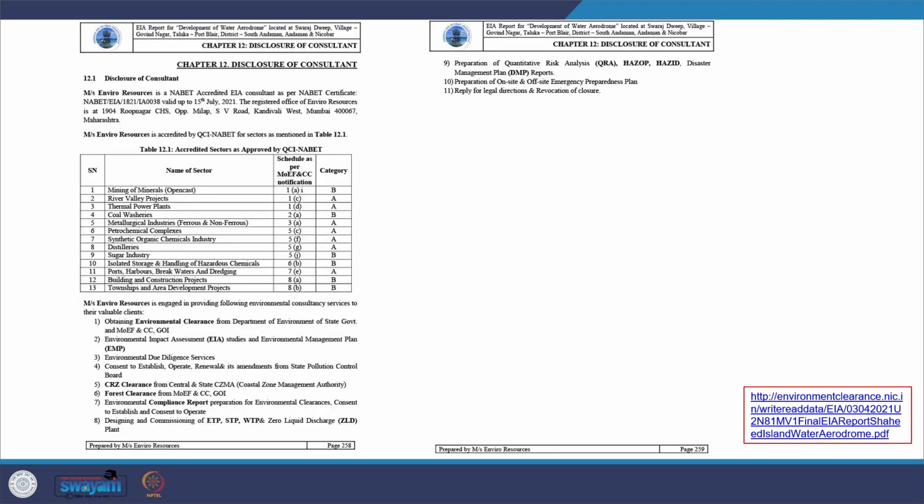So now we see the last part of the report, which deals with the disclosure of the consultant. So you see what all things are disclosed by the consultant. So you see that Enviro Resources is the NABET accredited EIA consultant, and what are the areas in which they are accredited sector-wise for this. So you can see all the domains which they have worked on, from 1 to 13 areas, and what kind of things they are engaged in providing environmental consultancy.